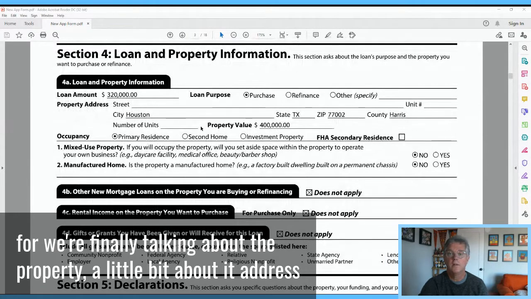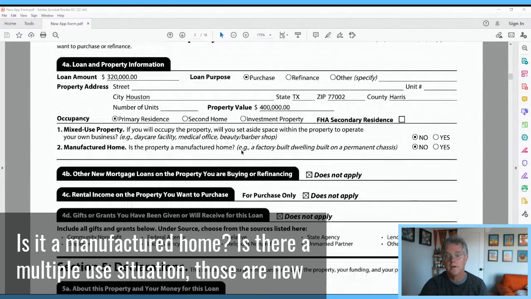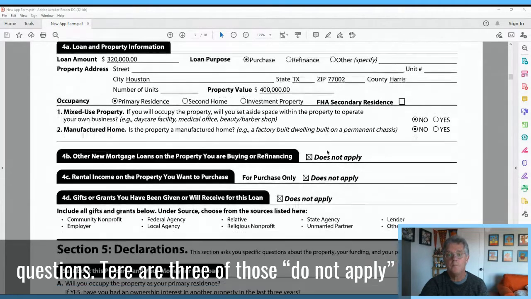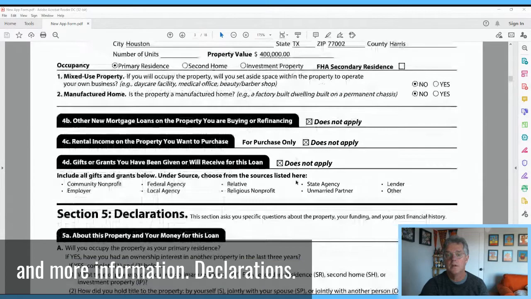Finally, section 4, we're finally talking about the property. A little bit about it, address. All right, is it going to be primary, secondary, stuff like that? Is it a manufactured home? Is there multiple use? Those are new questions. Here are 3 of those do not apply boxes in this case that if they were unchecked, it would expand to more questions and more information.